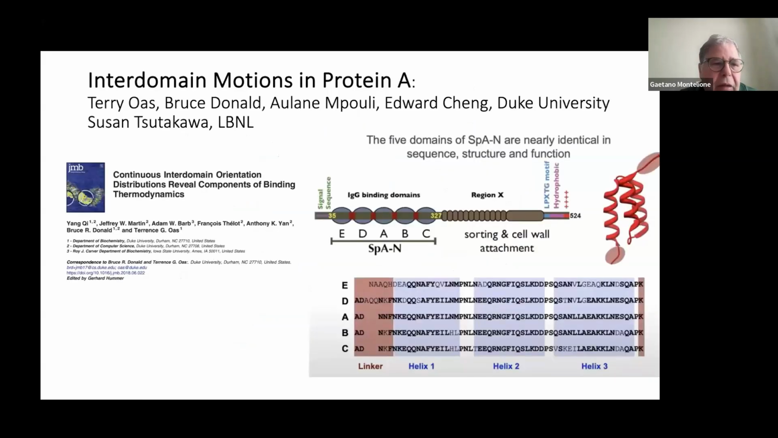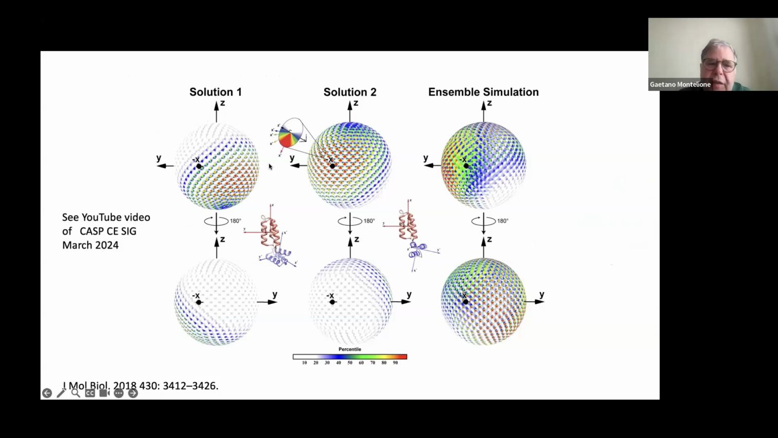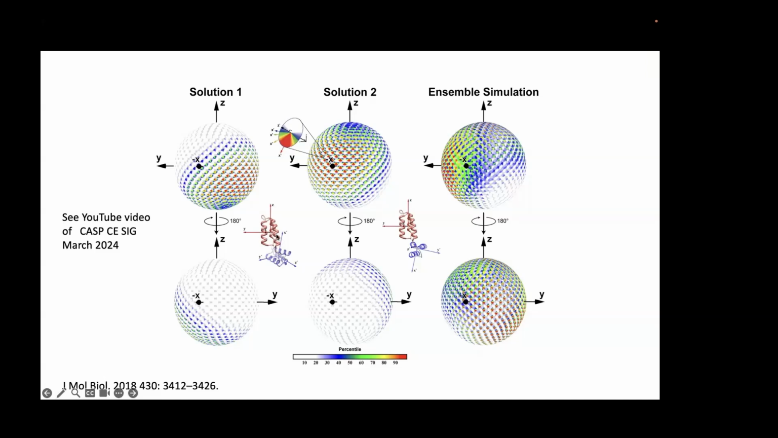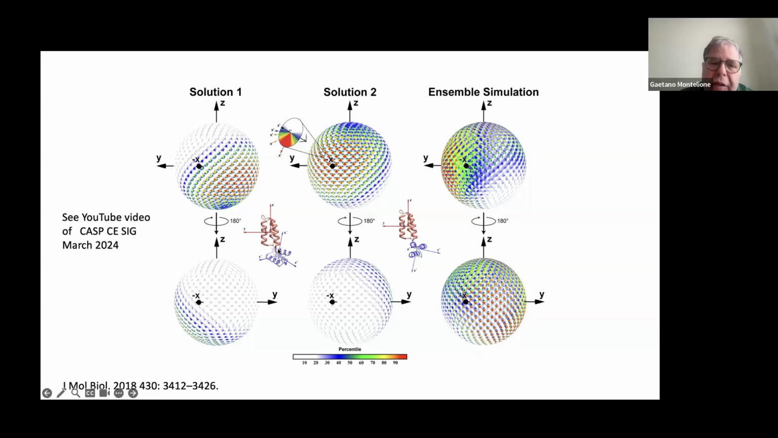Terry is also generating, together with Susan Tsutakawa at Berkeley, SAXS data on the same system. And the SAXS data is maybe not as detailed as what you get from these NMR studies, but it also gives information about relative domain orientations. So we can also back calculate SAXS data from the ensembles that predictors provide and assess the fit. And I should also emphasize that a challenge here is not only what are the conformations, but what are their populations? Because if you don't have the right populations, you won't be able to back calculate the data properly.